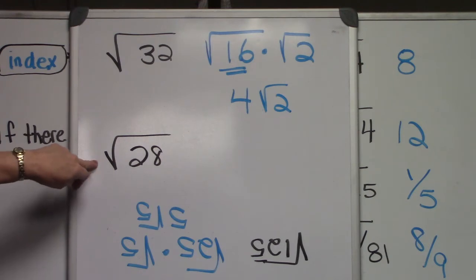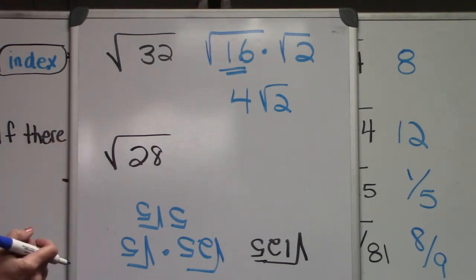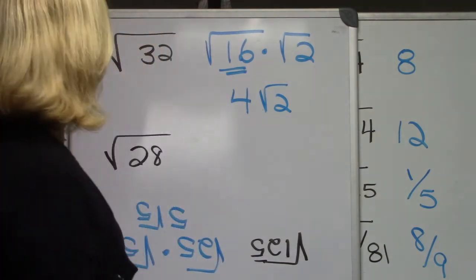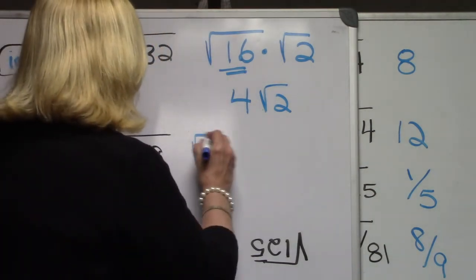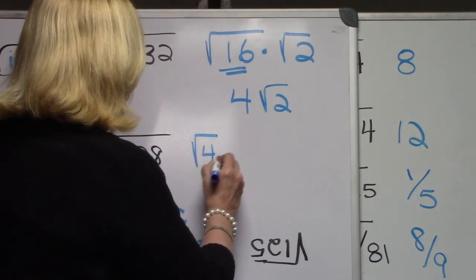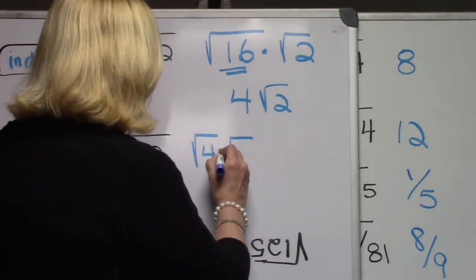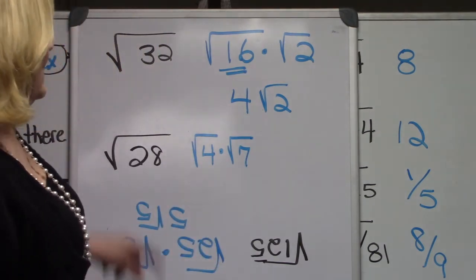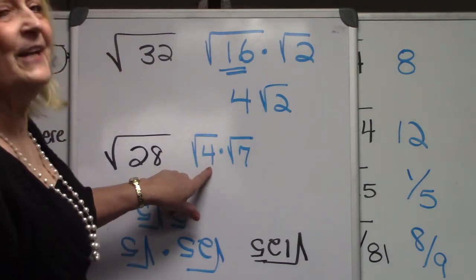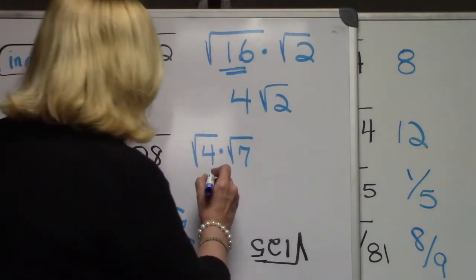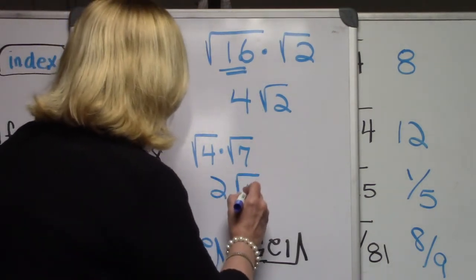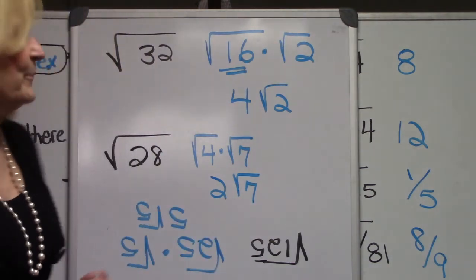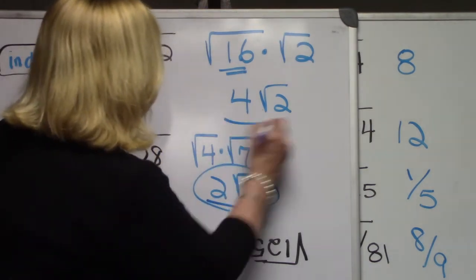And we'll do one more. The square root of 28. What is the largest perfect square in the square root of 28? Well, the largest perfect square is 4, and then that's times 7, because 4 times 7 is 28. The square root of 4 is 2, and then I just leave the remainder inside the square root. And there's nothing further you can do.